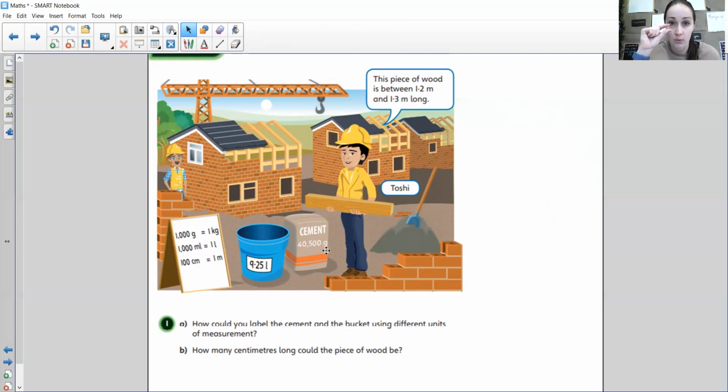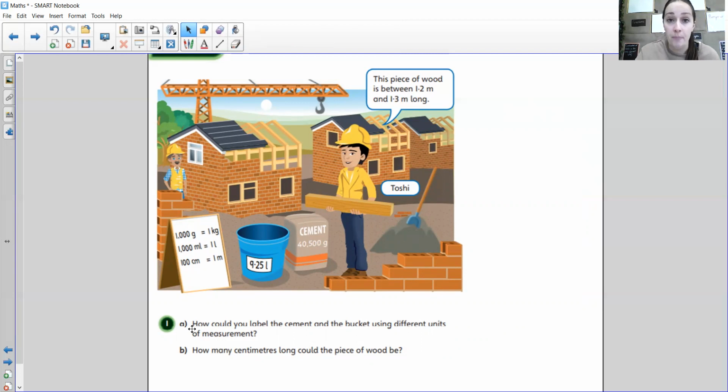Well I know that grams are the smaller ones, so maybe I'm going to turn this into kilograms, that's kind of what I'm thinking, because I know there's 1,000 grams in a kilogram, and I've got 40,500 grams, so maybe I'm going to be thinking about that one in kilograms. Toshi is saying that this piece of wood is between 1.2 meters and 1.3 meters long. Okay, I've got that as well.